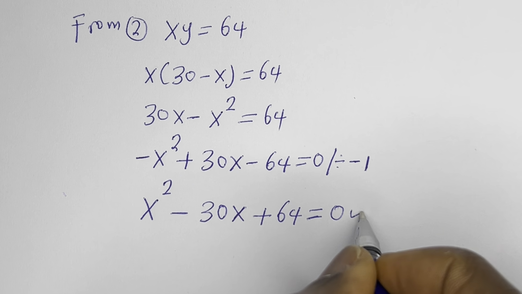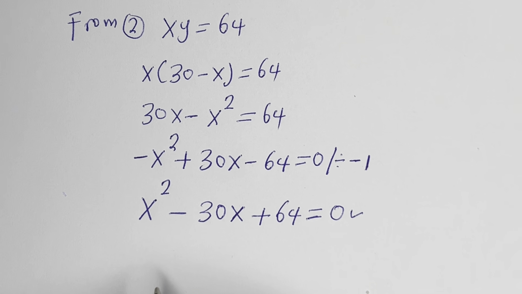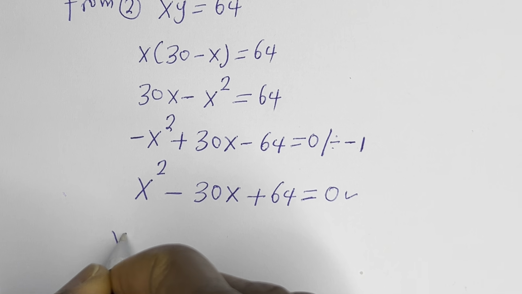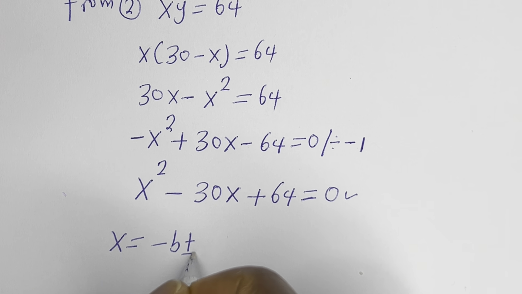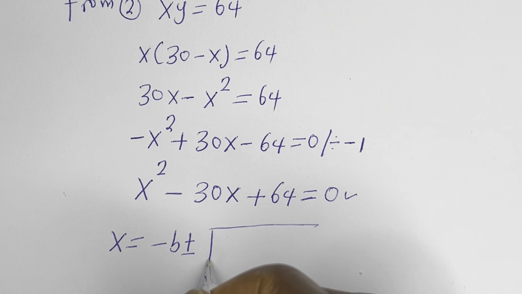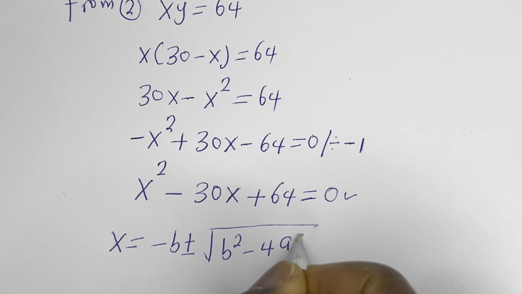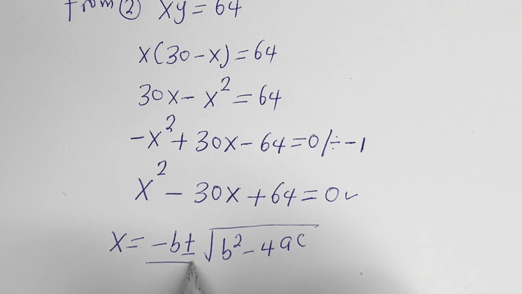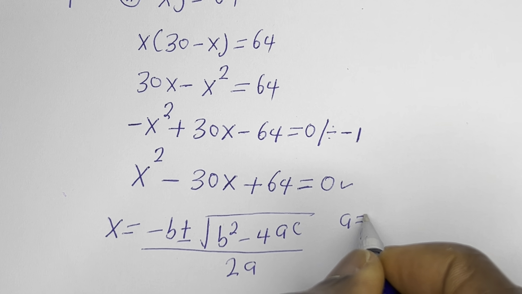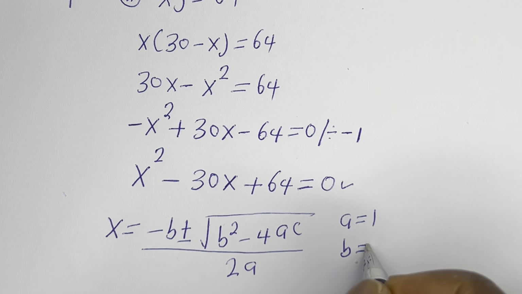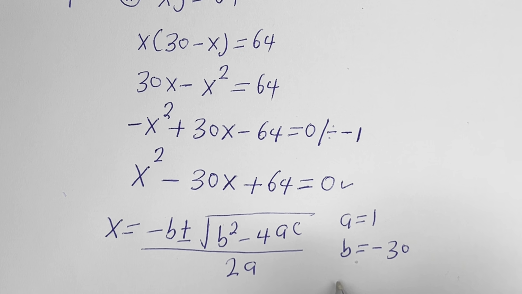And this is a quadratic equation. Let's solve this using the quadratic general formula. We have x is equal to minus b plus or minus square root of b squared minus 4ac over 2a. And from this equation, a is equal to 1, b is equal to minus 30, c is equal to 64.